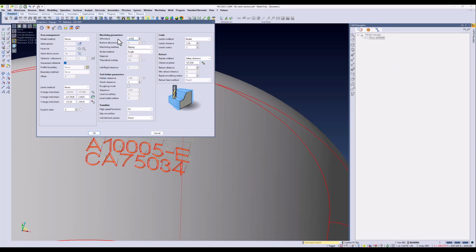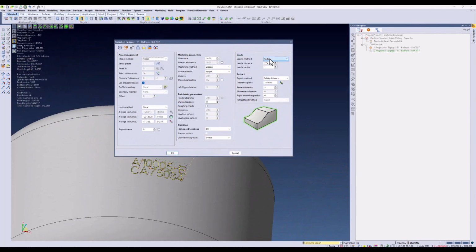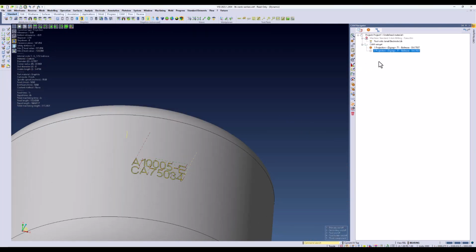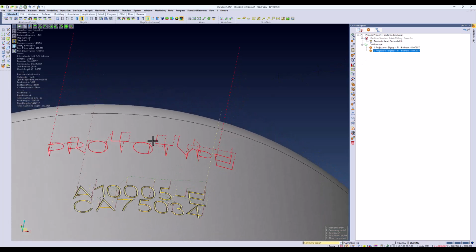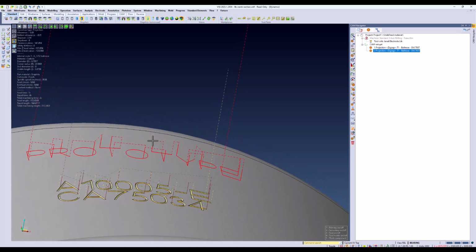For this one, I am going to put a negative allowance so it actually cuts into the part, because that is not modeled into the part. So if we're actually trying to engrave it, this will engrave it. As you can see, it follows the normal of the piece and creates that toolpath.